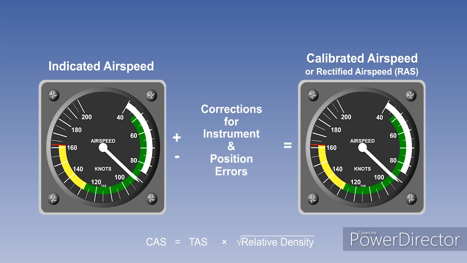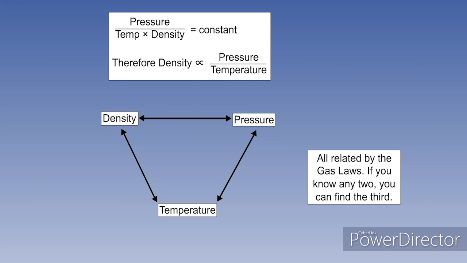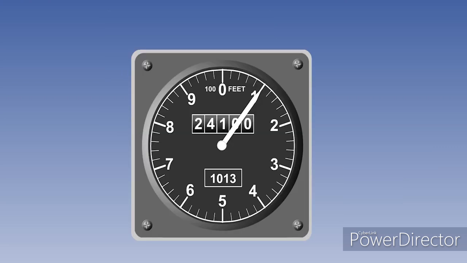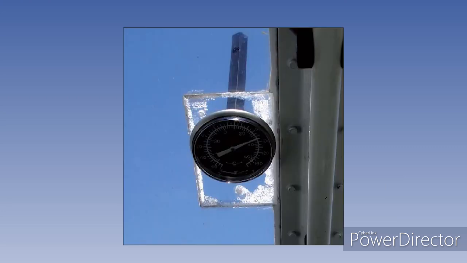The relationship between true airspeed and calibrated airspeed is that CAS equals TAS multiplied by the square root of the relative density. We do not have any aircraft instrument that directly measures air density. However, you should remember that pressure, temperature and density are interrelated. If we know any 2 of them, we can find the third. We can get the pressure from the altimeter and the temperature from the air thermometer. The navigation computer converts these into the square root of the relative density and converts CAS into TAS.